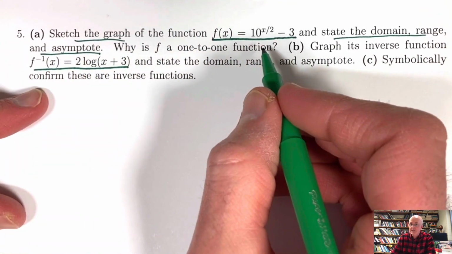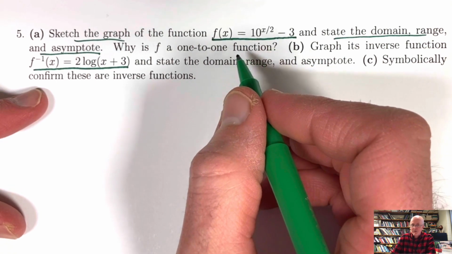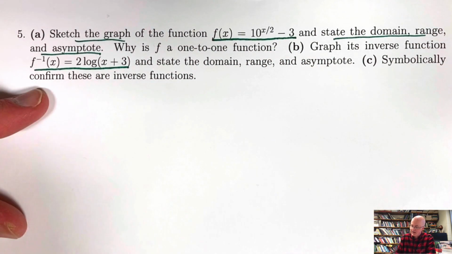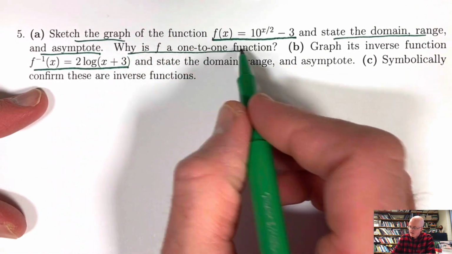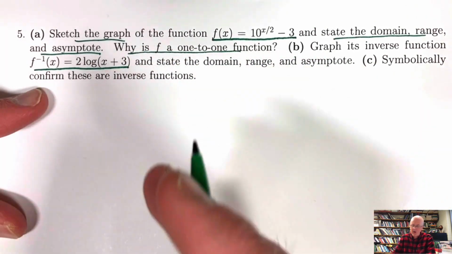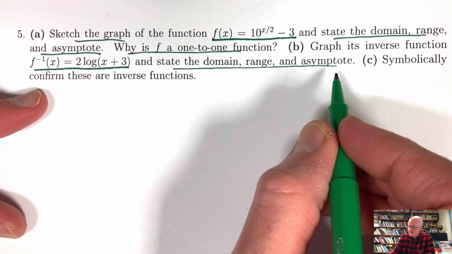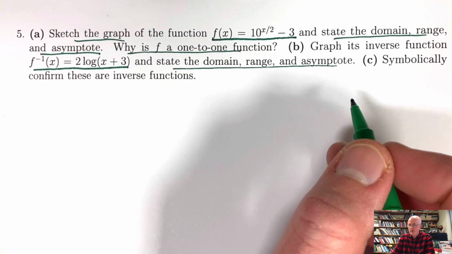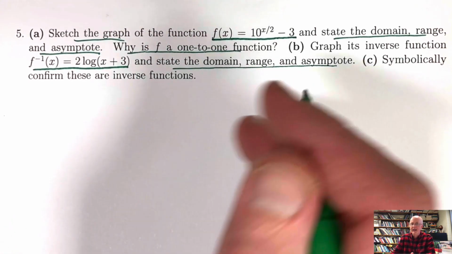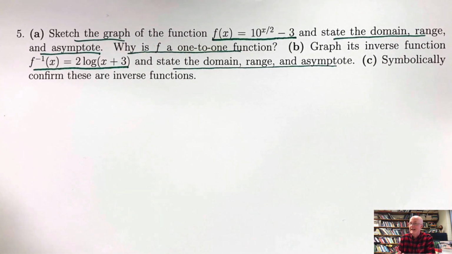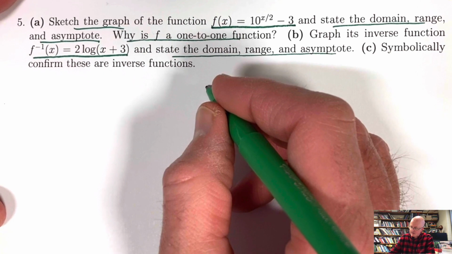It is a transformed version of 10 to the x, and so its graph is going to be similar with some modifications. We're going to explain why it's a one-to-one function, graph its inverse function in the same graph, and state the domain and range and asymptote of the inverse function. Finally, we're going to symbolically confirm that these are inverse functions. I could have mentioned that at the very beginning in the first problem. How to do that is to compose them and see that you get the identity function effectively. So let's go ahead and try to make a nice graph to start with here.